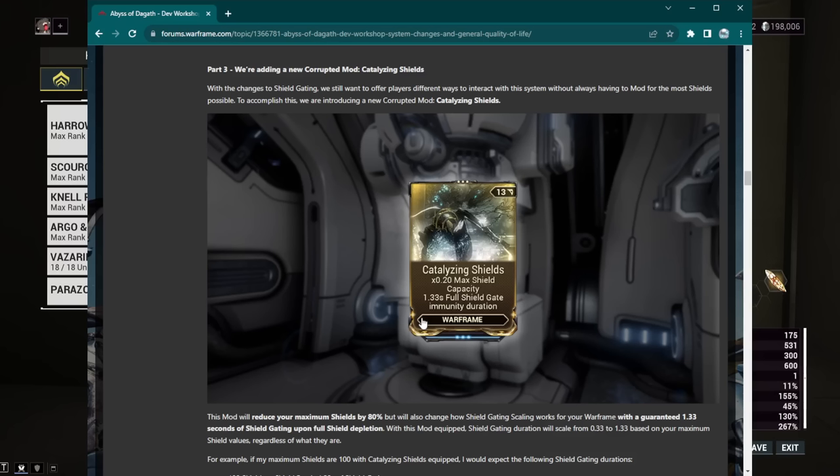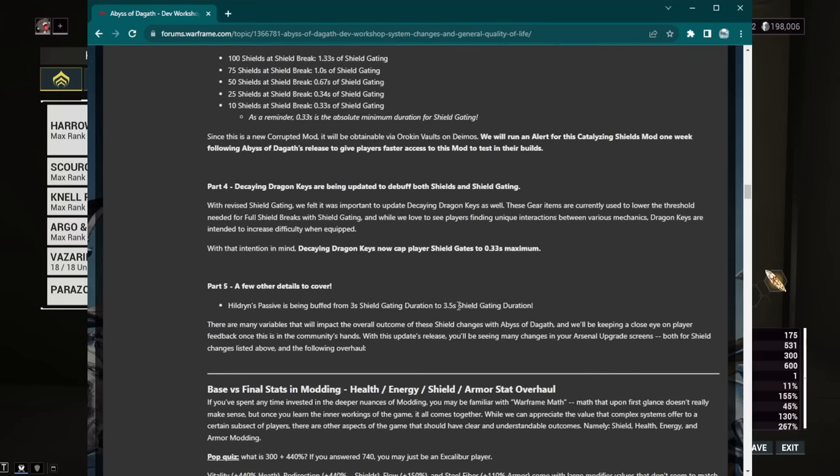It probably will work. But we're going to talk about some other things down below where it's like, why would you just not play Revenant at this point? Because Revenant is just not going to have to worry about any of this stuff.